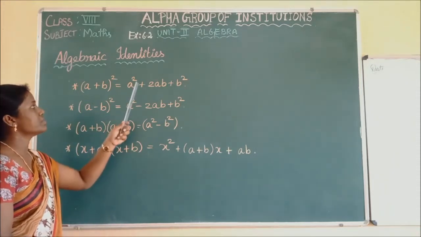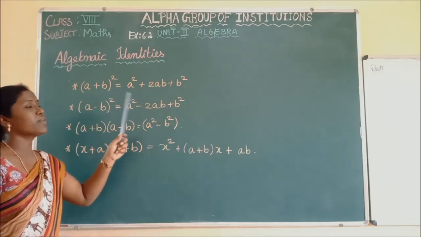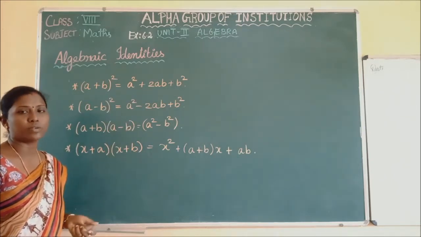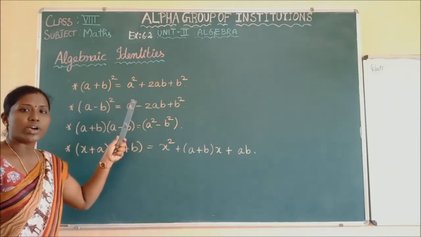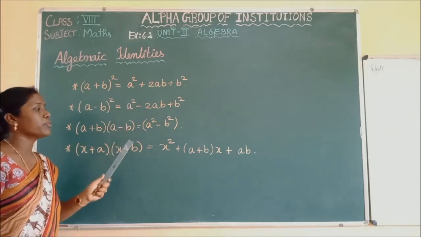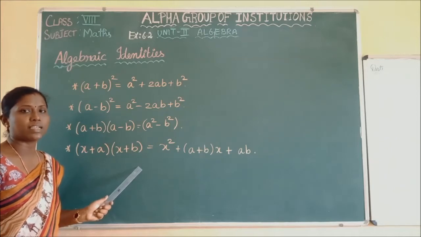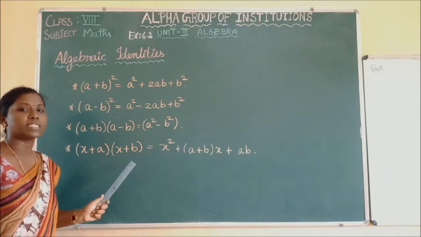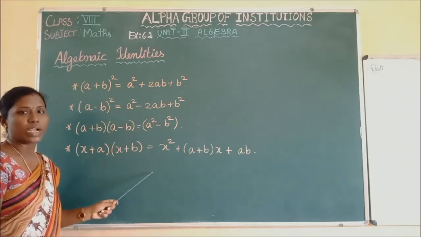Okay, identities means they are already proven. If you substitute any values for a and b, for all values of a and b, the LHS value is always equal to the RHS value. So these are the main four identities we are going to use in this exercise to solve the problems. So you have to be thorough with these four identities.